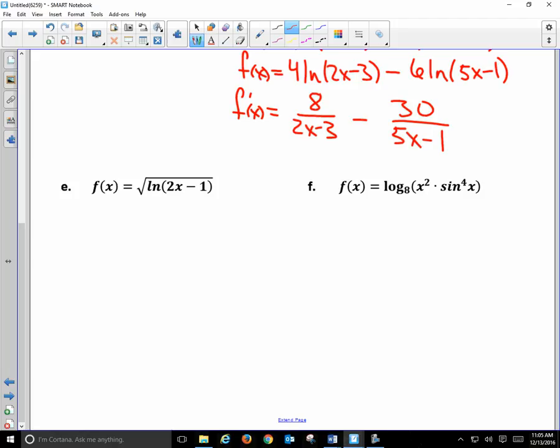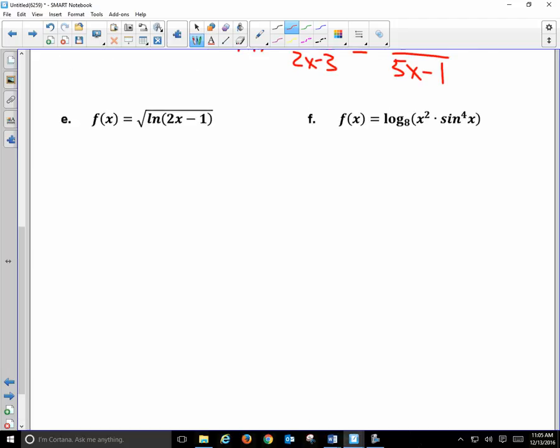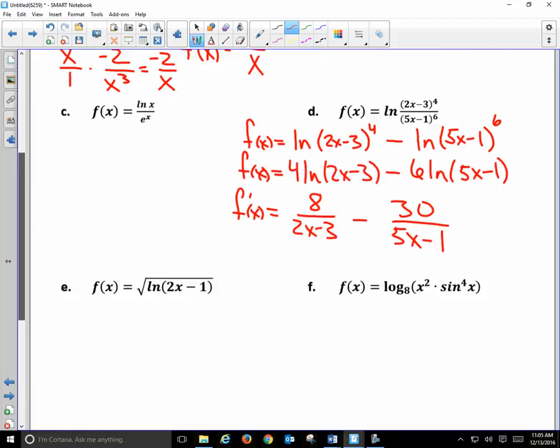Okay, letter E. Now, a lot of people would want to move the 1/2 out front, but I can't because the log is being taken to the 1/2 power. So if it was natural log of 2x minus 1, just the inside of the 1/2 power, then I can move the 1/2 out. But look at the difference right here. Is the natural log being taken to the 4th? That's why we could move it out.